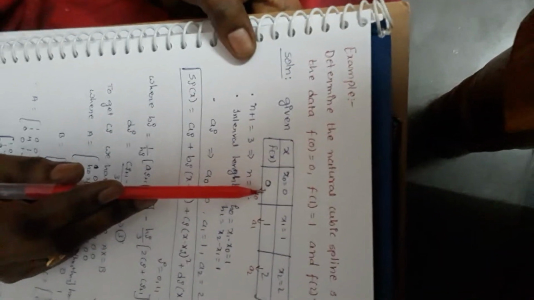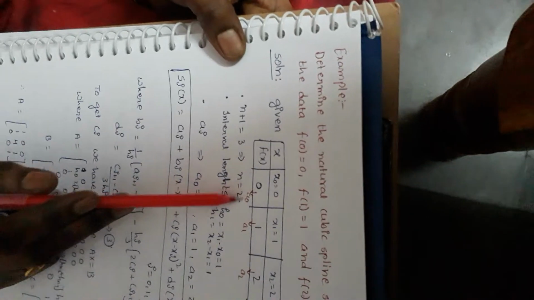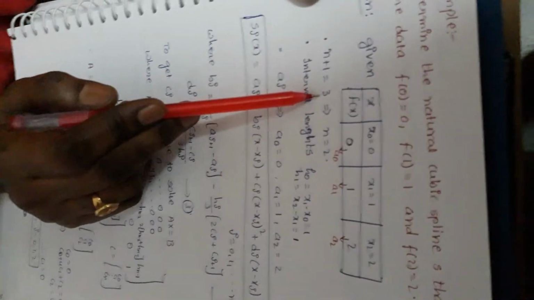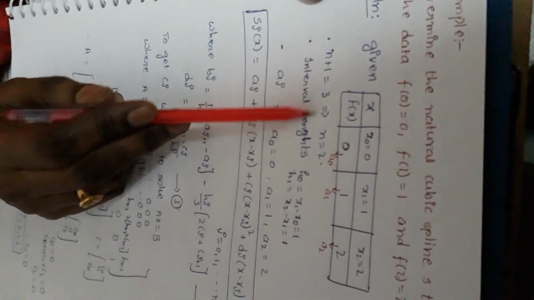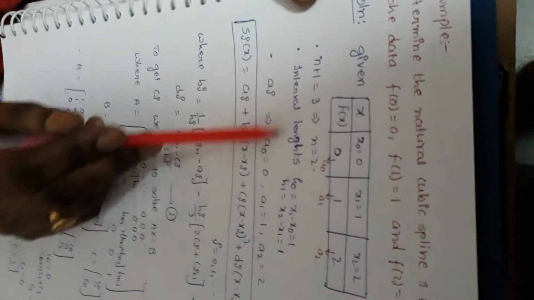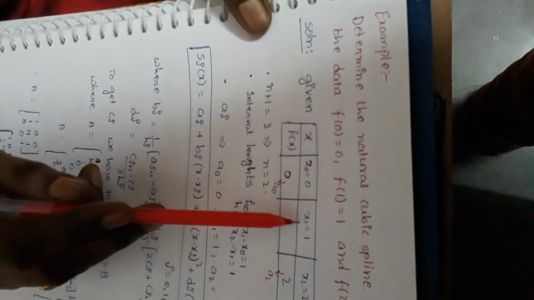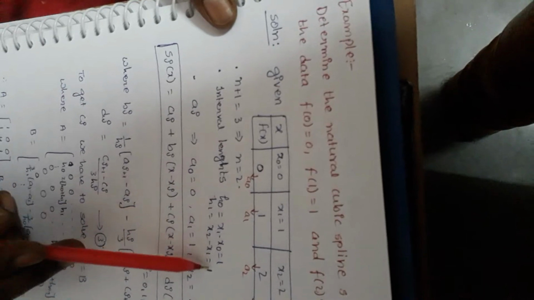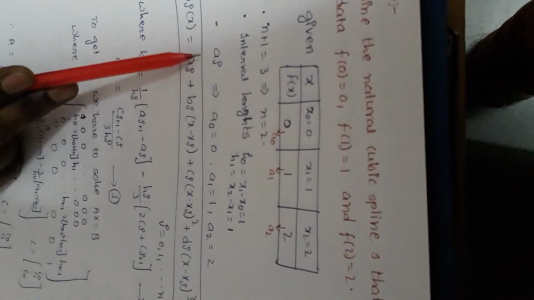Already we have discussed in the procedure, we can treat these values as A0, A1, A2. So how many values are given? 3 values. That means n plus 1 equals 3. If n plus 1 equals 3, n is equal to 2. Interval length: how much? x0, x1, subtract successive values. 1 minus 0 is 1, so the interval length is 1. Here 2 minus 1 is 1. Now A0 equals 0, A1 equals 1, A2 is equal to 2.